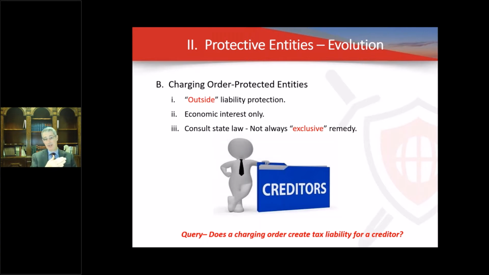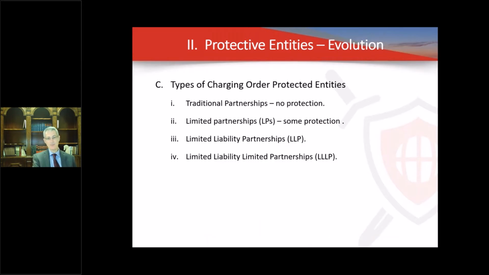Do you have to make a distribution? No, the lien holder does not hold voting equity or create any leverage with respect to forcing a distribution. That's outside asset protection. It developed through the partnership.